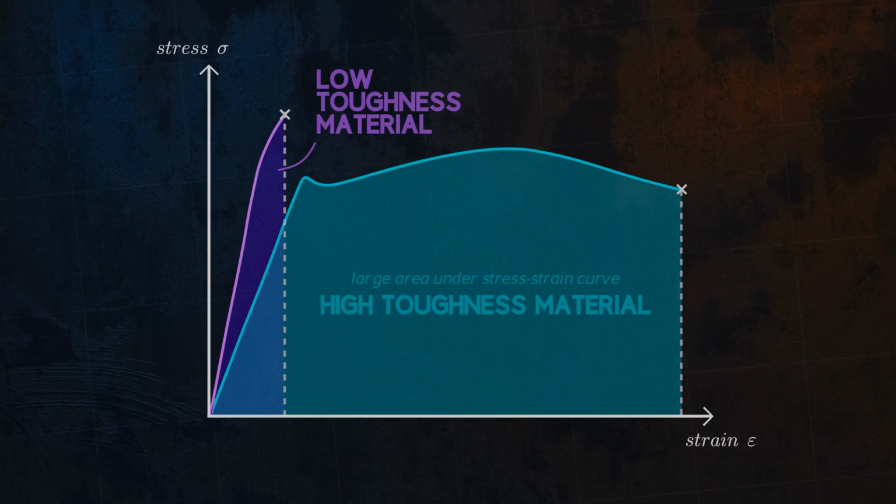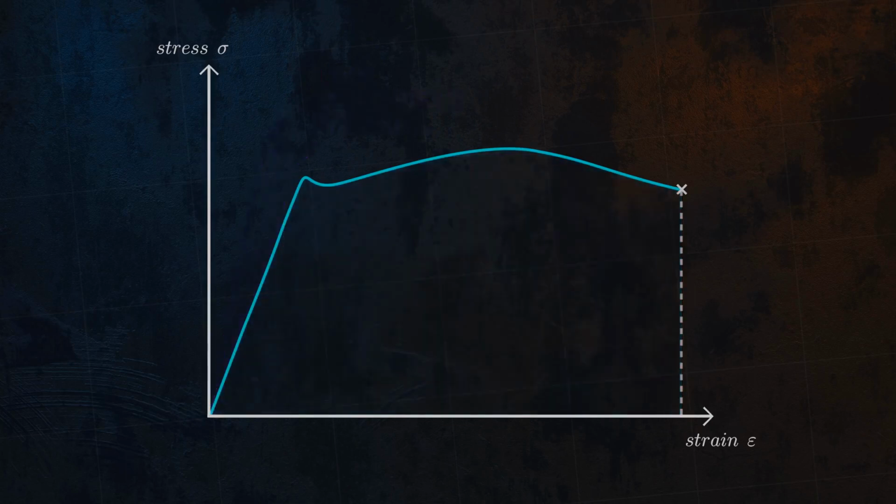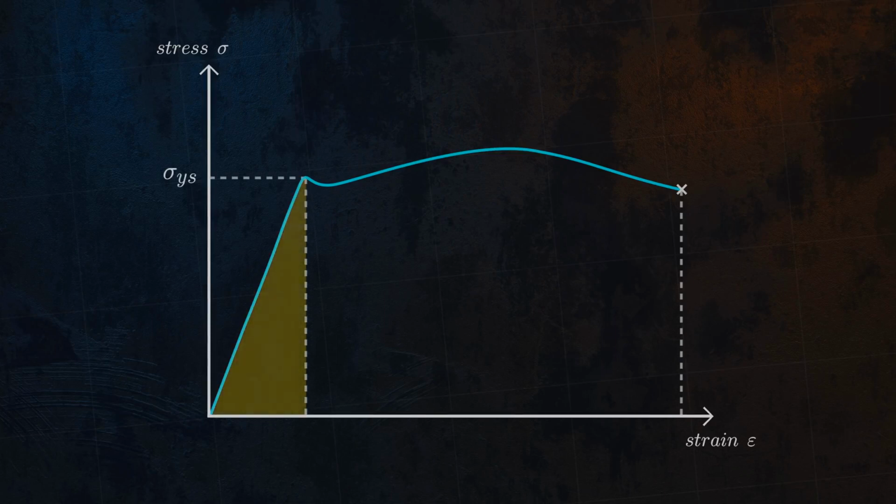A related property is resilience, which is the ability of a material to absorb energy when deforming elastically. It corresponds to the area under the stress-strain curve, but only within the elastic region. Materials with high resilience are well suited for applications where plastic deformation is to be avoided.